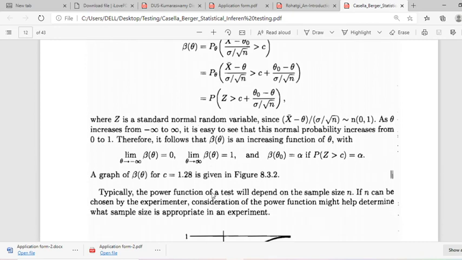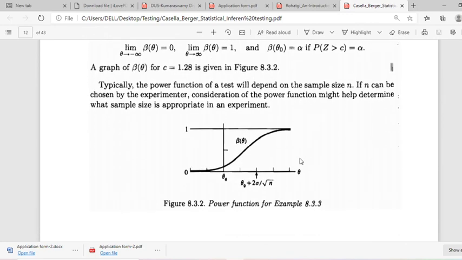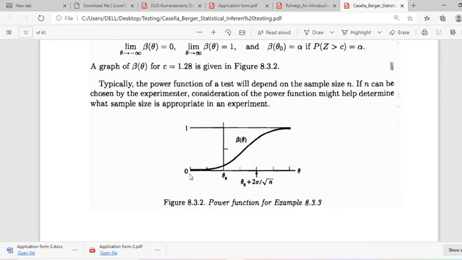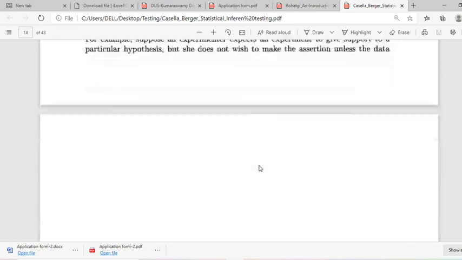So in the graph, you can see that when theta goes to minus infinity it is 0, when theta goes to plus infinity it is 1, and in between minus infinity and infinity we have the point theta naught, where beta of theta naught equals alpha. So this will be the shape of the power function of the normal distribution.